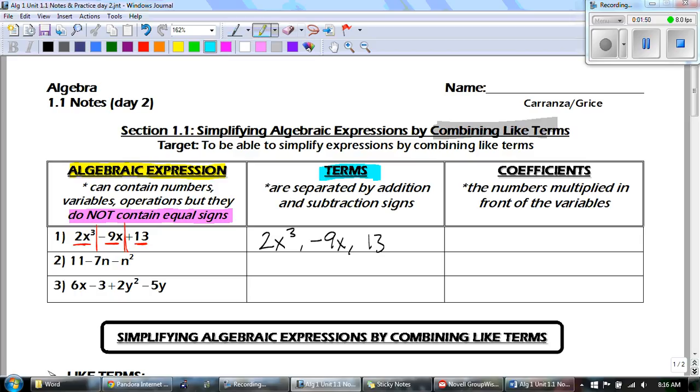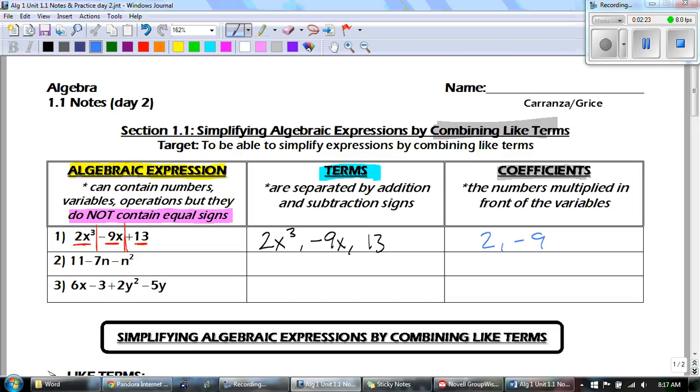Now, the last thing we're talking about, at least for right now, are the coefficients. The coefficients are the numbers multiplied in front of a variable. So coefficients only go with variables. I have 2 variables, so that means there are 2 coefficients. The numbers out in front are 2, and the other one is -9.